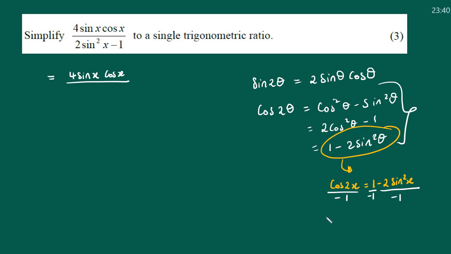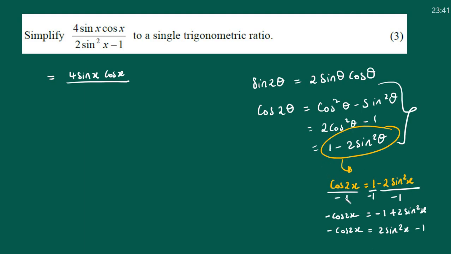If you do that, you are now going to have negative cos 2x being equal to negative 1 plus 2 sine squared x. Now you can see that it looks like this. If you rearrange it, you start with 2 sine squared x minus 1, and you will have negative cos 2x here. So you can see that by just dividing by negative 1, you are going to have the same signs. So please make it a habit of dividing by negative 1.